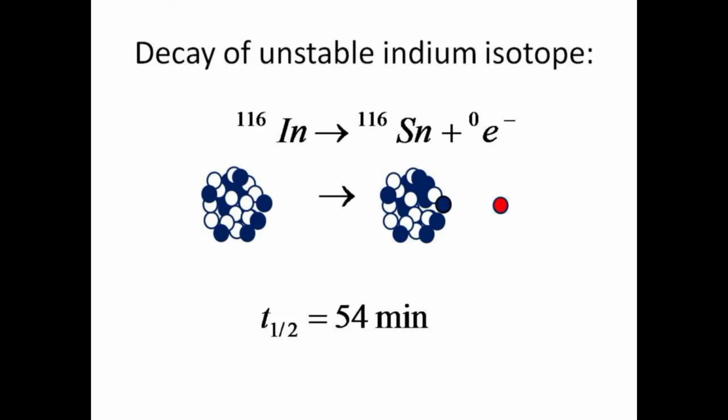The unstable isotope of indium will decay into tin with the emission of a beta particle. The half-life for this decay process is about 54 minutes. Your goal is to monitor counts with the Geiger counter to measure this half-life.